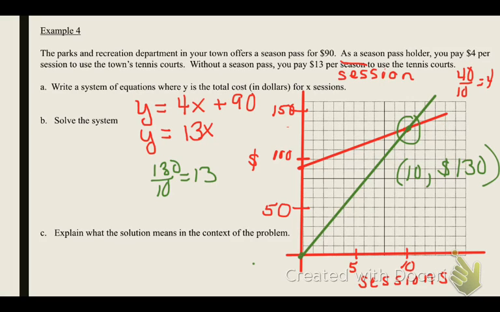Now it says explain what this means in the context of the problem. Well, if you label your ordered pair with the words sessions and dollars, that would mean that if you use the tennis court for 10 sessions, it does not matter whether you are a season pass holder or not, you would pay $130 both ways. Now, if you would go for less than that, it would be a better option to use the green line. In other words, don't have a season pass. If you use it more than 10 sessions, it would be better to use the red line, which would be to hold a season pass.